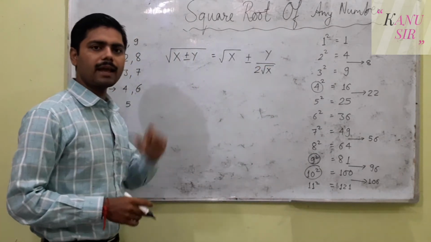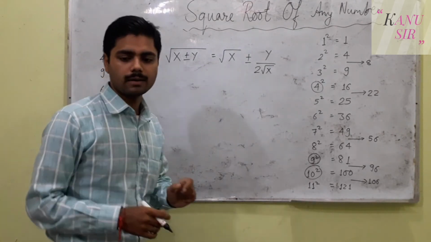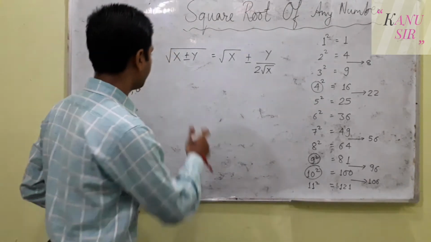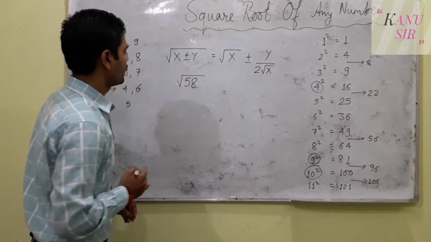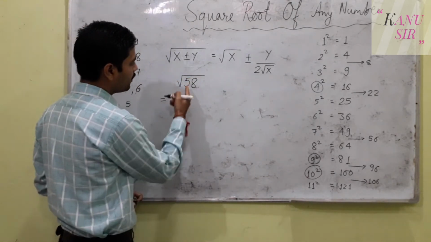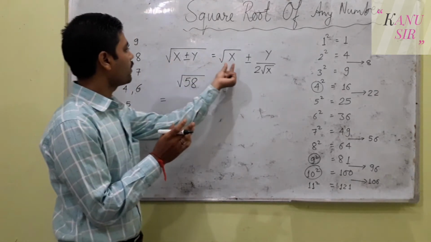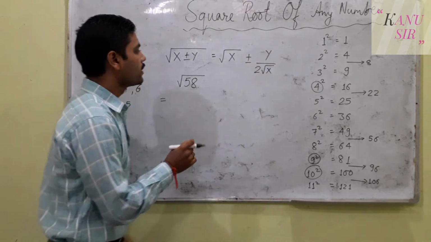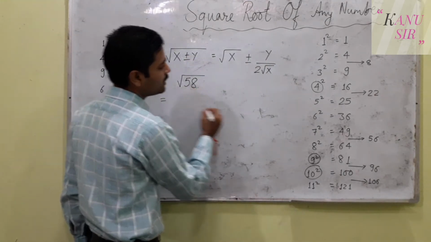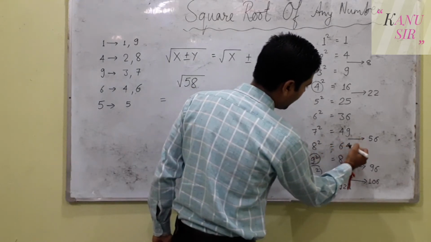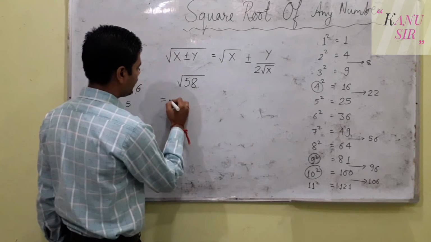And we are going to take any number which isn't a perfect square, like root 58. So you have to break 58 in such a way that one of the values, x or y, must be a perfect square. So 58 lies between 49 and 64. Let us take 49, the nearer number.